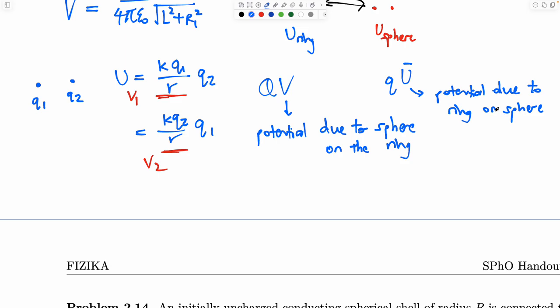It's kind of like Newton's third law, right? Force of A on B is force of B on A. Potential of A on B is also potential of B on A. The energy is equivalent now, right? And they are exactly the same, by the same logic.